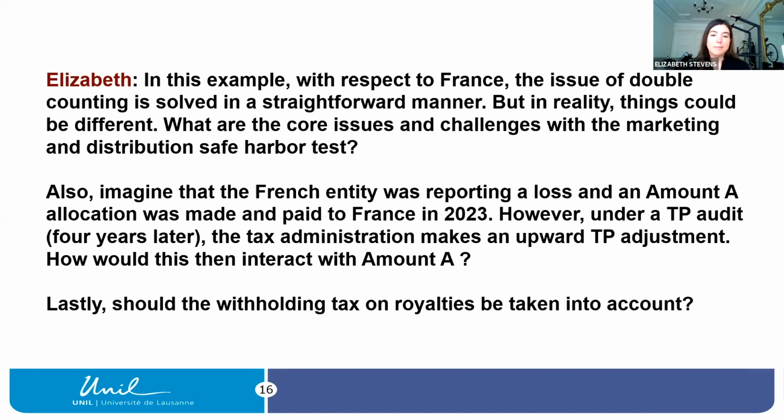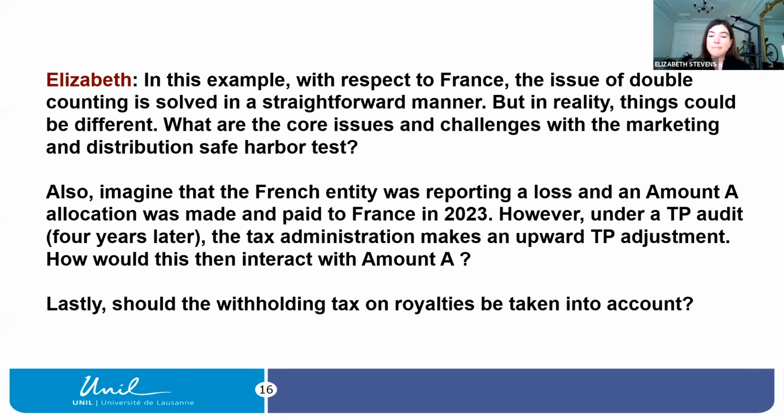We didn't make an AmountA reallocation. Well, in this example, if there had been losses, we would have made an AmountA reallocation. And now we've had this transfer pricing adjustment and the circumstances have changed. So there shouldn't have been an AmountA reallocation. So that AmountA reallocation, let's assume in our example that it came from Switzerland. So the Swiss entity paid tax to France on this reallocation of profits.